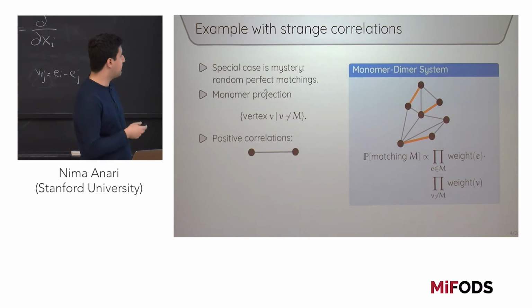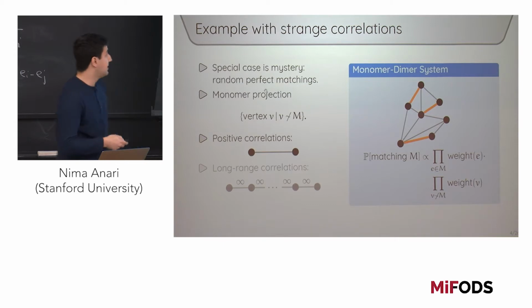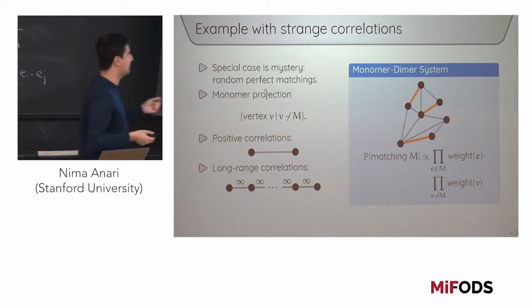Okay, so for example, if your graph is just a single edge, the two vertices on the endpoints are going to have a positive correlation with each other. They're either both in or out. And there are also going to be long-range correlations. So if you have, let's say, an odd path in your graph with weights over the edges being very large, then your distribution basically is supported on exactly two near perfect matchings. And so whether or not this vertex is inside your monomer projection tells you exactly whether or not the other vertex is, right?